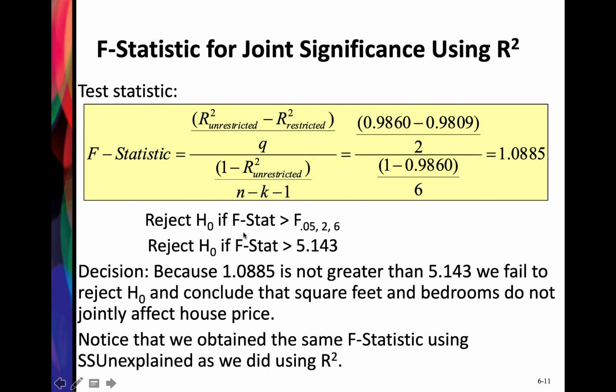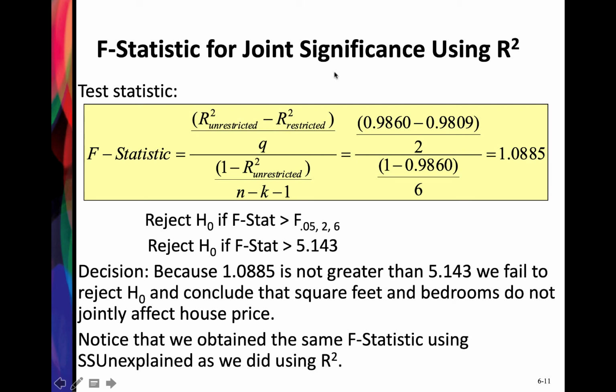Okay, and then instead of doing the sum of squared unexplained version of the test, we can instead do the R squared version of the test. We have already run these regressions. You just pick out the R squared from these regressions. R squared unrestricted, R squared restricted.